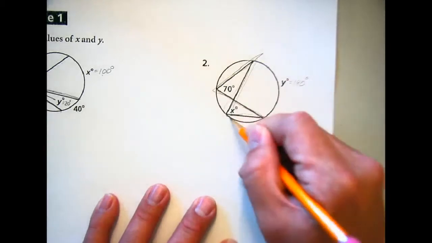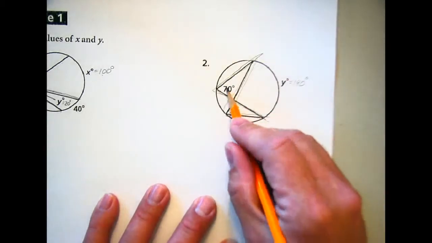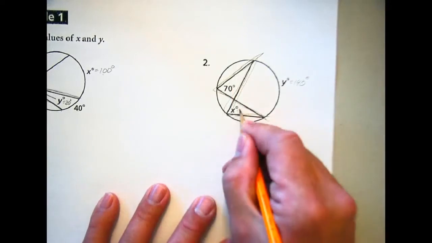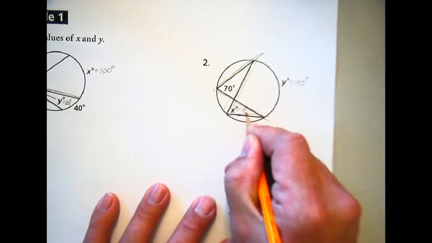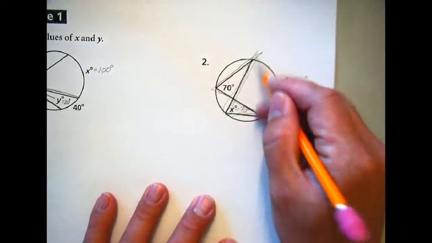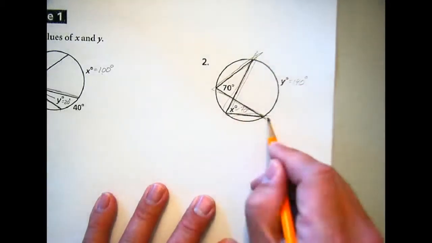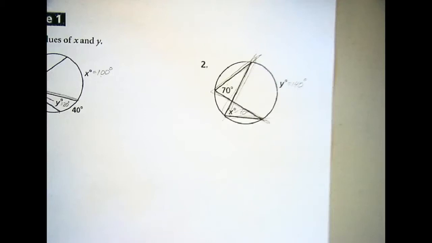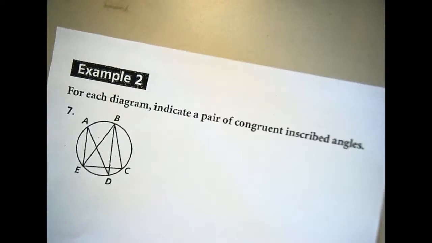What do we know about angle X, this angle, and this angle? JJ? They're congruent. This has to be 70. JJ, why are they congruent? Because they intercept the same arc. Good. They intercept the same arc. Okay. Any questions there? Tried to set you up on that question. A little foreshadowing there.